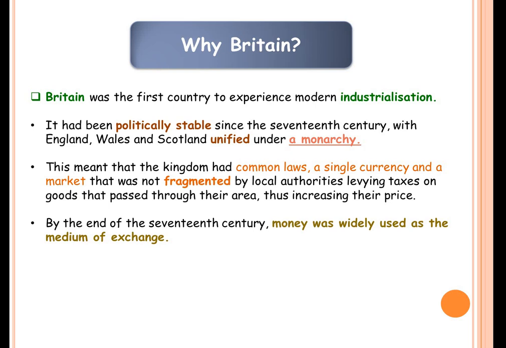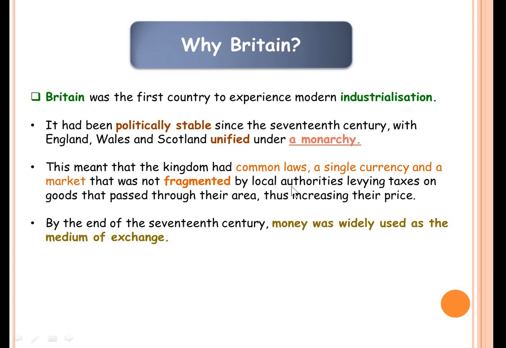This meant that this particular kingdom had common laws, a single currency and a market. There was no division, there were no territories, there were no boundaries. It was just one unified body where they were ruled by common laws, a single currency and market. And it was not at all fragmented by local authorities. That is what happened in India. India, very huge subcontinent, but was divided into several boundaries, several authorities were there. So there was no unity in the desires, needs and wants of the people. They were not even aware of what the people really needed.